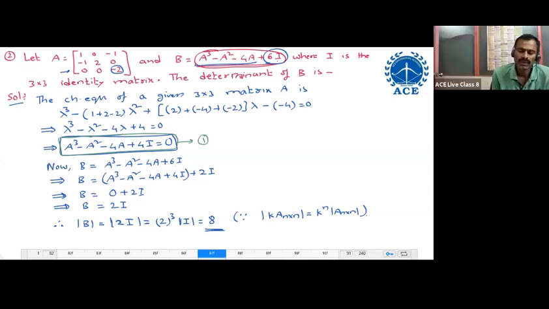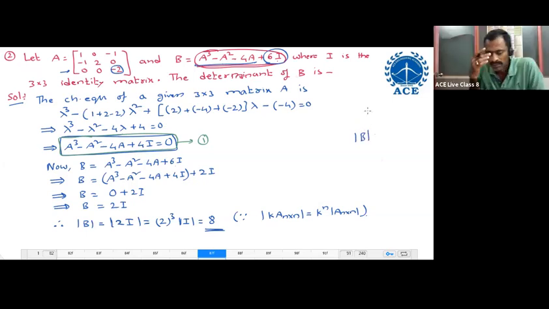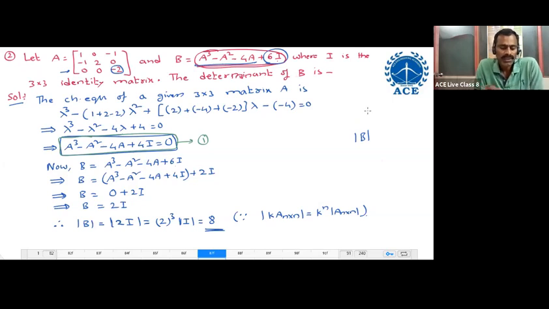No. Actually, what would happen? We are asked to find the determinant of B. If you know the elements of B, we can write the determinant value directly. But elements of B are not given. B is given in terms of matrix A. So one method is if you substitute I, A square, A cube, we can get the elements. Then we can find the determinant of B also. But if you find all the powers and the elements of B, it takes more time. That is why we never find it like this.